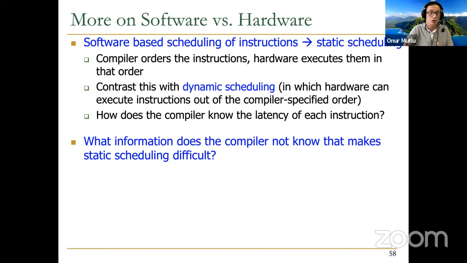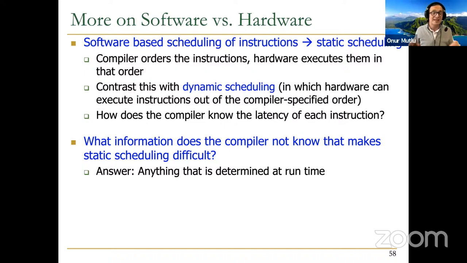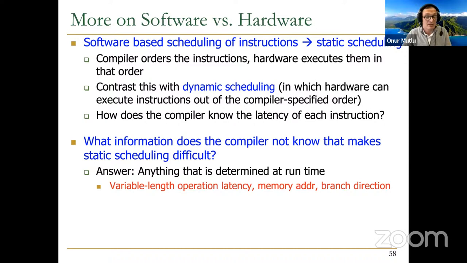I'm going to give you these very quickly because we don't have a lot of time, but we will discuss later. Basically, the answer is anything that is determined at runtime. Any latency that is determined at runtime affects static scheduling if the compiler cannot know it. So this could be variable length operation latency. What does this mean? Let me give you an example. You may have a multiply instruction. That multiply instruction sometimes takes one cycle, sometimes takes 16 cycles. Why? Because you may be multiplying with zero.